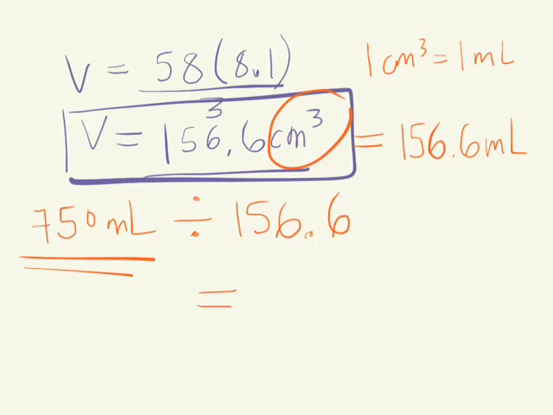So to figure out how many times we can fill this up, we're going to divide 750 by 156.6, and what do you get? Our answer is 4.8. So if we had 750 milliliters of oil, how many times could you fill up the lamp completely? You can only fill it 4 times. You don't have enough to fill it 5 times, and that's the answer.